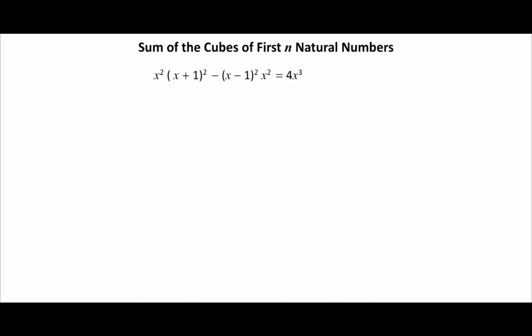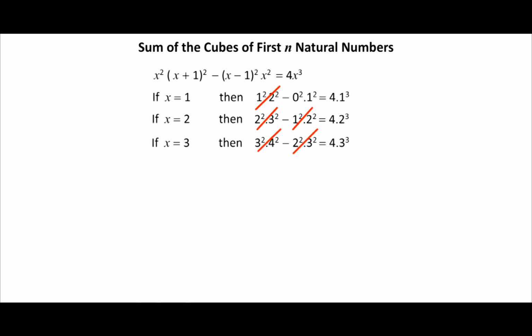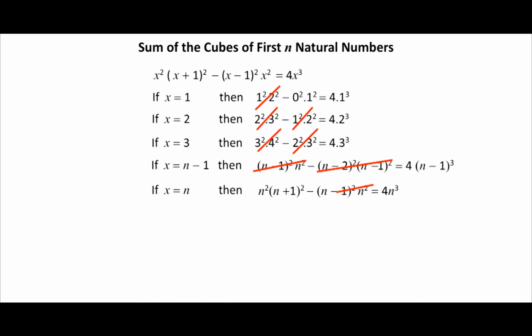Consider the identity x squared into x plus 1 the whole squared minus x minus 1 the whole squared into x squared, which is equal to 4x cubed. Substituting the values of x as 1, 2, 3, up to n minus 1 and n in the above identity, we get the equations as shown. Now, add these equations. The like terms with opposite signs get cancelled.